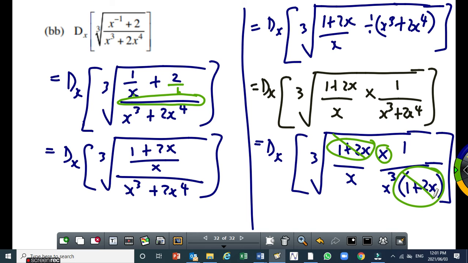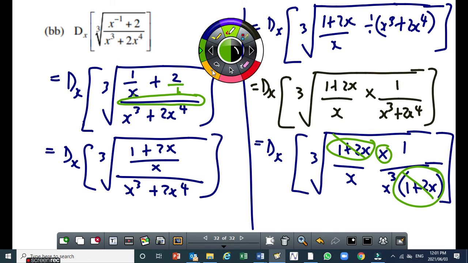I hope you can see that in the numerator we have this 1 plus 2x. But this denominator can be factorized to create a common factor like that. That's what I did here. So what is the highest common factor here? If I want to have 2x, it's going to be x cubed. x cubed times 1 gives me x cubed. x cubed times 2x gives me 2x to the power of 4, using exponents.